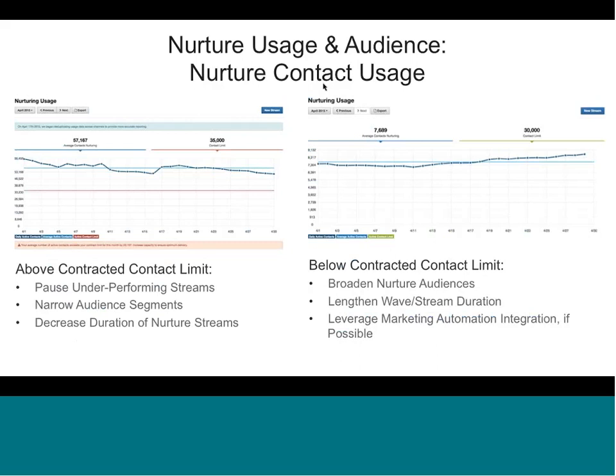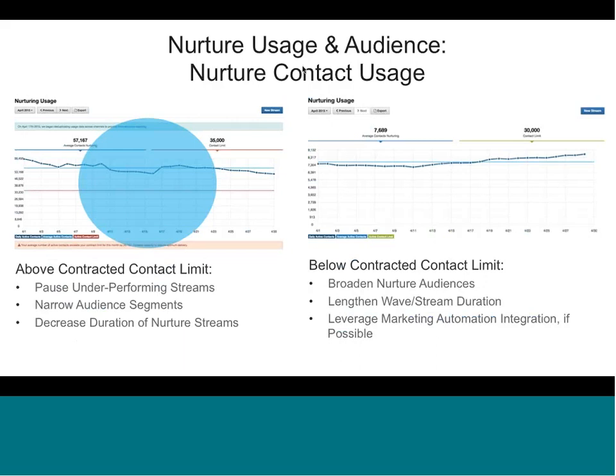So we have a couple of screenshots here. So if you're under your contact limit, which you can see on the right-hand side here, oh, sorry, wrong animation. So let's talk about actually if you're above your contact limit. So if you're above your contracted limit, some of the optimizations that you're going to want to take here is pause your underperforming streams. So we talked about that before. If you're well above your contact limit, then feel free to pause streams that are just consistently not performing.